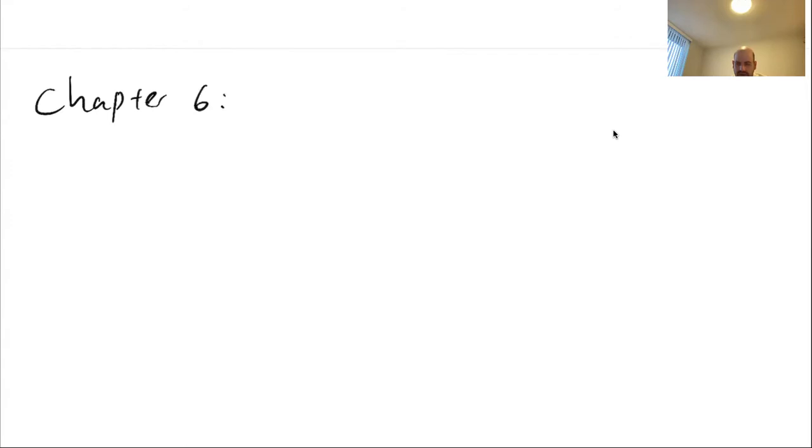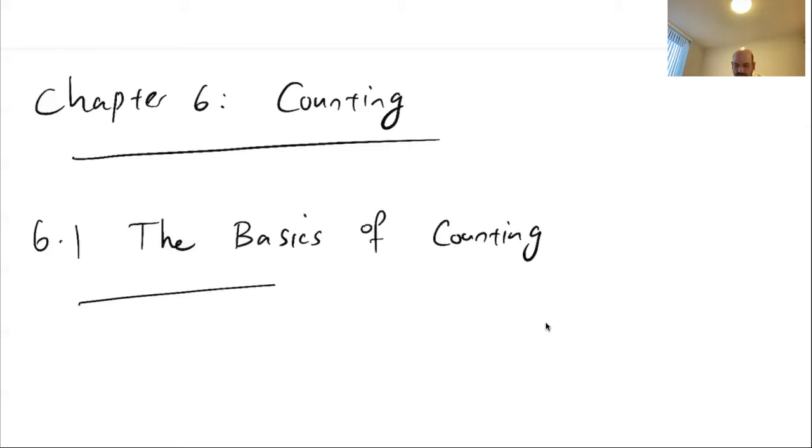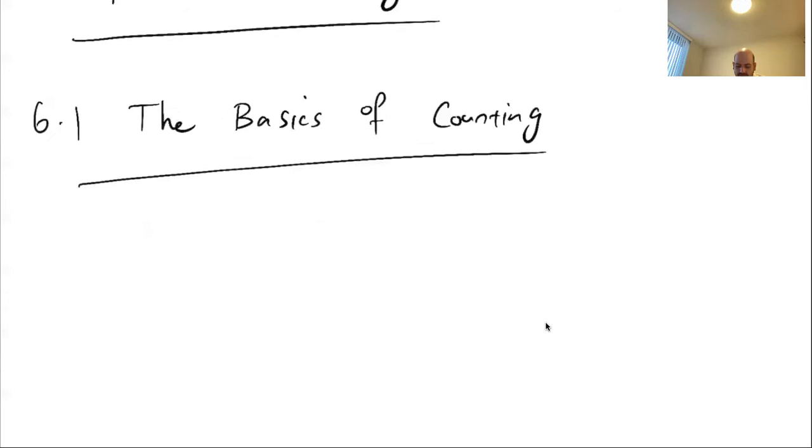Which is about counting, combinatorics, and counting problems, or what your book simply calls counting. And 6.1 is about the basics of counting. So we want to start with the product rule. The product rule.